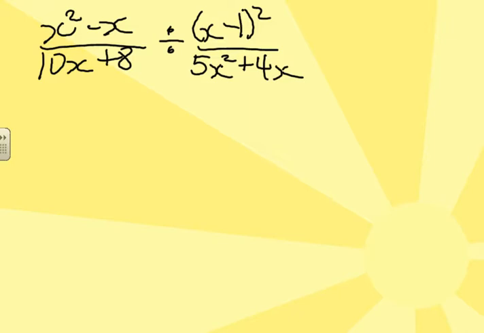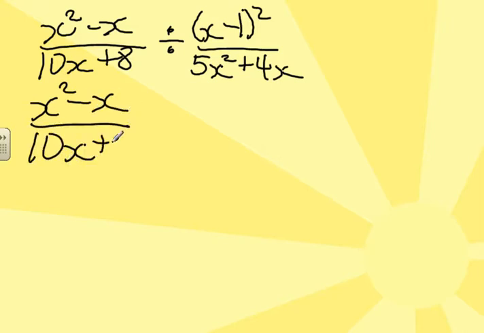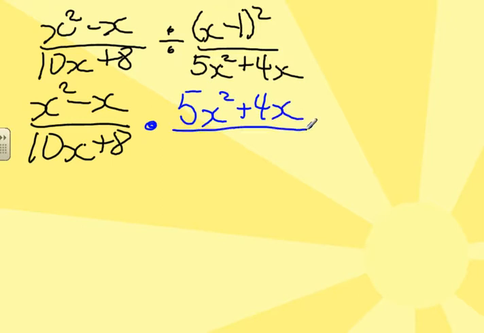So this question really becomes, now I'm not going to change the first part at all, x squared minus x over 10x plus 8. The second part I am going to change over to a multiplying sign, and I take what was on the bottom, which is 5x squared plus 4x, I put it on the top, and I take what was on the top, and I put it on the bottom. X minus 1 squared. Now I can treat this as a regular multiplying question.